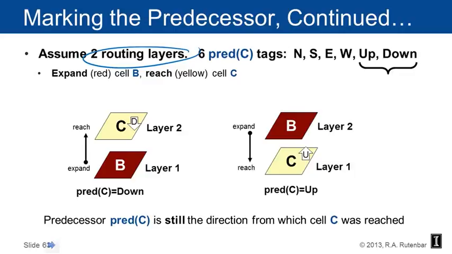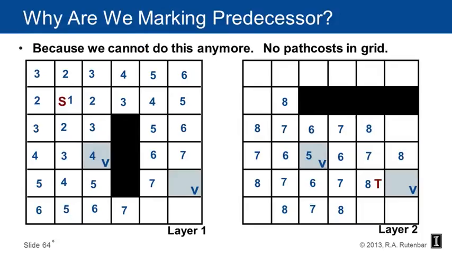Now C's on the bottom, B's on the top. Say, hey, cell C, how did I reach you? From above, from layer 2. So what do I give you as the predecessor? Hey, C, what's your predecessor? Answer, up. I was reached from above. The predecessor is still the direction from which the cell was reached.